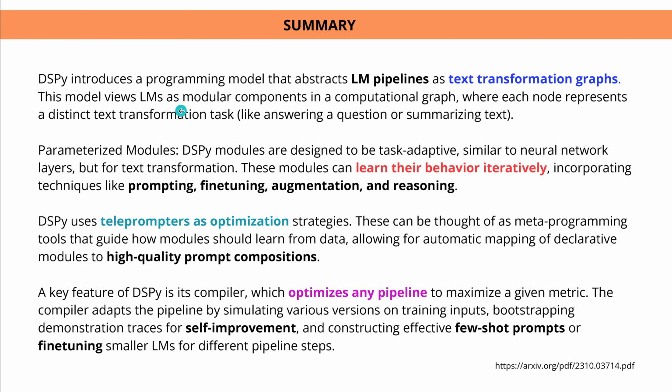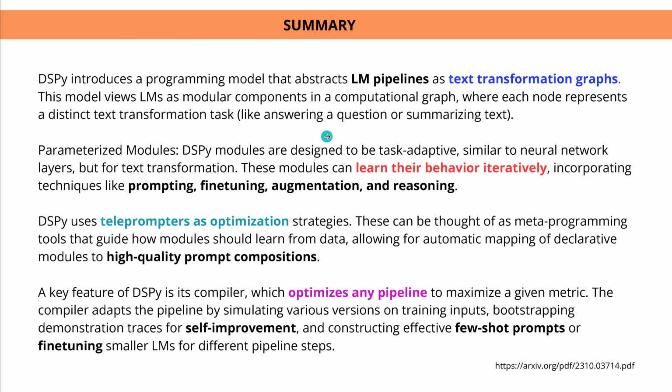This model views the language model as modular components in a computational graph. We have all the mathematical and computational tools of graph theory that we put on, where each node in our graph represents a distinct text transformation task, like answering a question, Q&A, or please summarize this text. And the optimization is done automatically.